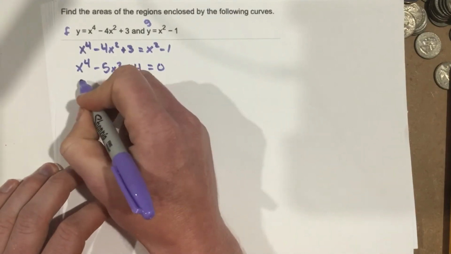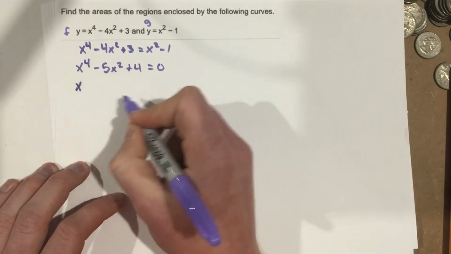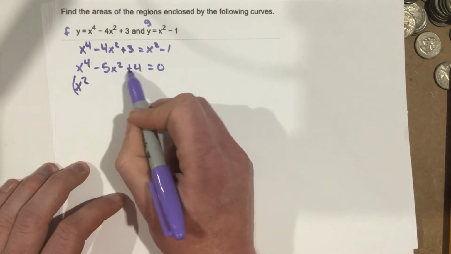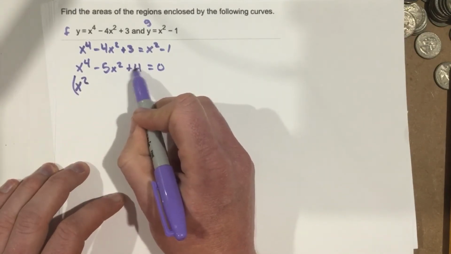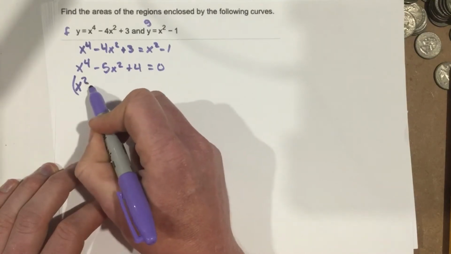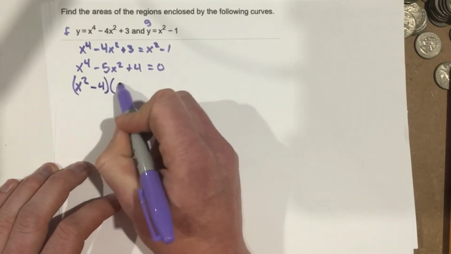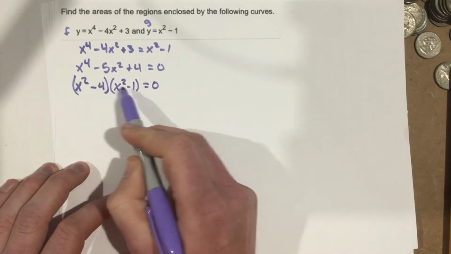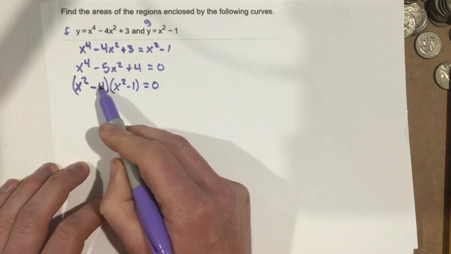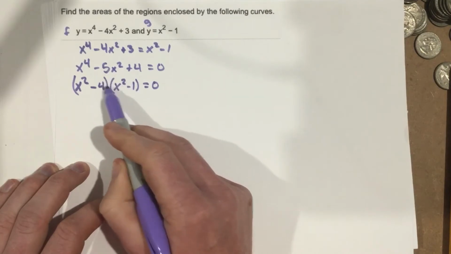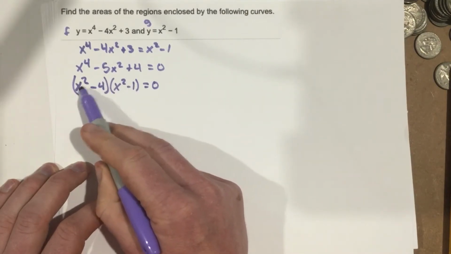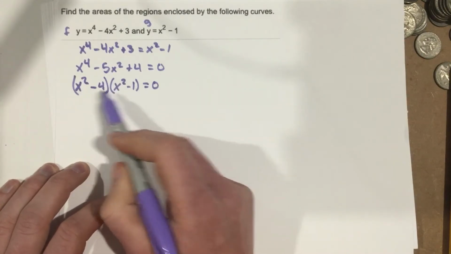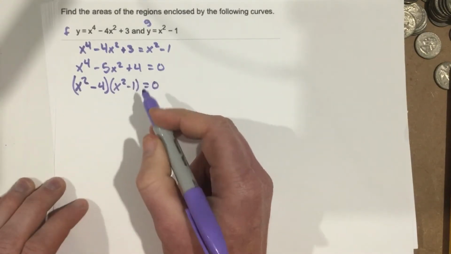We're going to factor this. This is factorable because we know 4 and 1 can add to 5, so we can do x squared minus 4 and x squared minus 1 equals 0. Negative 4 times negative 1 is obviously 4. Negative 4 times x squared is negative 4x squared, and negative 1 times x squared is negative 1x squared. Add it with the negative 4, you get the negative 5. So you can see that this is how it factors.